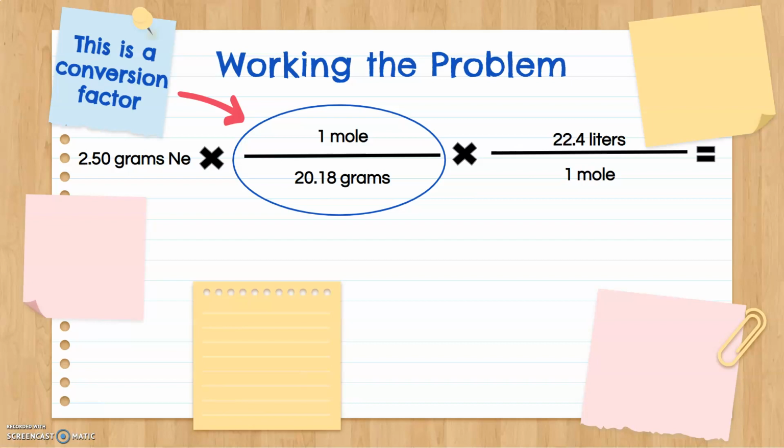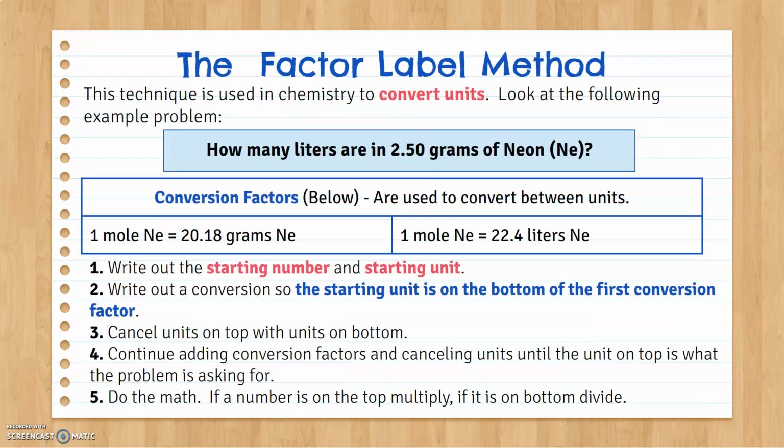You don't need to know a lot of chemistry to know that whatever unit you start with, if you don't want it, it goes to the bottom of your conversion factor. That might say hot dogs. If it said hot dogs, hot dogs are going to go to the bottom of the conversion factor. It might say Christmas trees. If it said Christmas trees, Christmas trees go to the bottom of the first conversion factor. It doesn't matter what it says. That unit goes to the bottom of the first conversion factor. Now, they have to provide you with a conversion factor, which they did: 1 mole equals 20.18 grams. That allows us to get started.